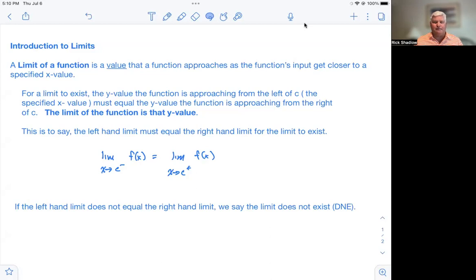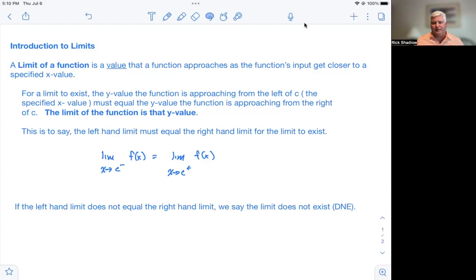For a limit to exist, the y value the function is getting close to from the left-hand side of that value x, and the y value the function is approaching from the right, have to be the same. And if they are the same, which may or may not even be the function value, we say the limit of the function is that y value, whatever the case may be.